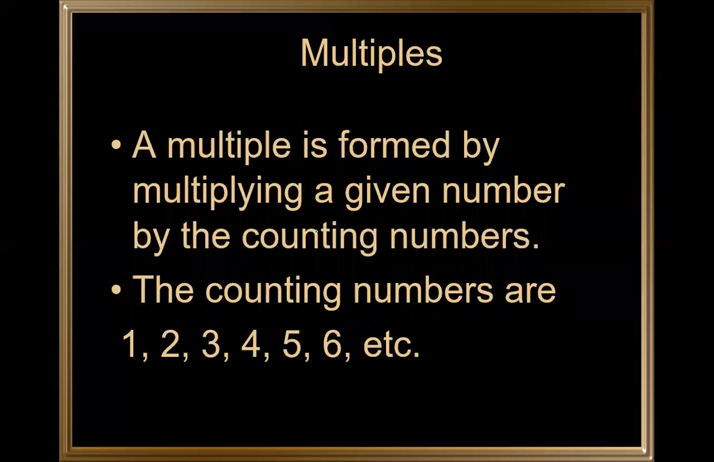Now, what are multiples? A multiple is formed by multiplying a given number by the counting numbers. What are the counting numbers? Counting numbers are 1, 2, 3, 4, 5, 6, and so on. So what does the statement say? When you take any number and multiply it by the counting numbers 1, 2, 3, 4, 5, you get its products. Those products give you the multiples of the given number, right?